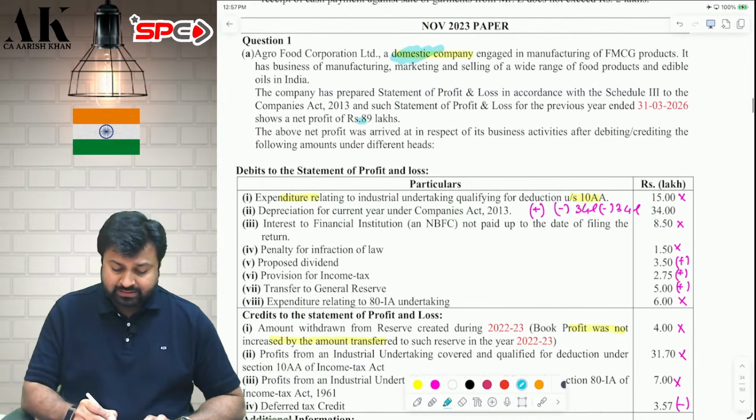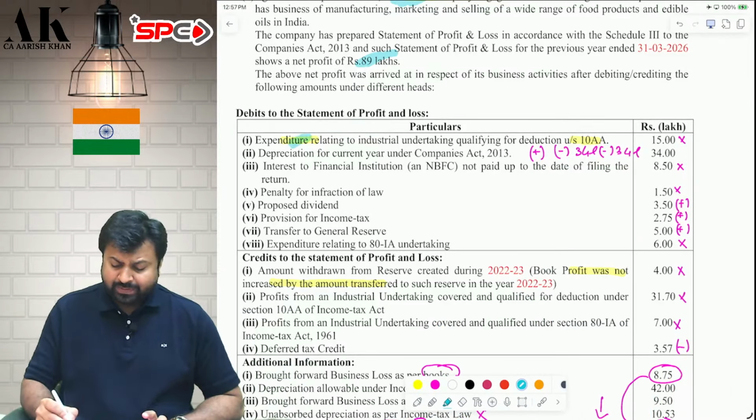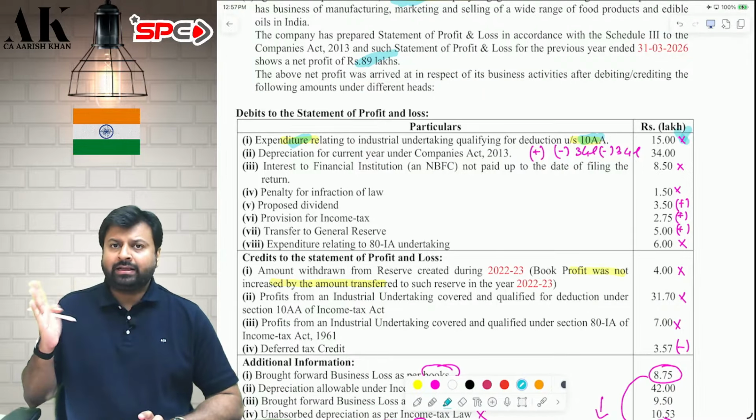The net profit of the assessee is 89 lakhs. The first expenditure is expenditure pertaining to 10AA. Now the expenditure pertaining to 10AA is not added back. They are subject to MAT.